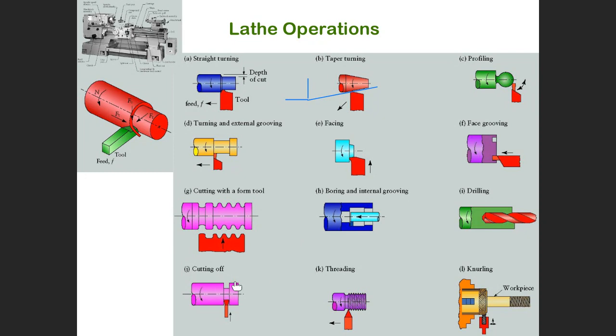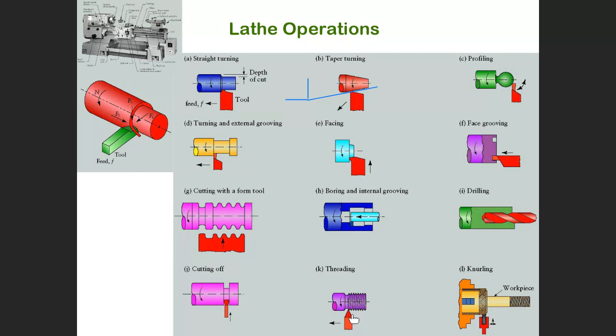This is the cut off. A tool penetrates in the radial direction, all the time penetrating in the radial direction to separate. Cut off: we separate the part into two parts, right?